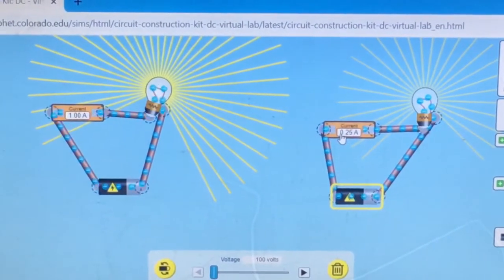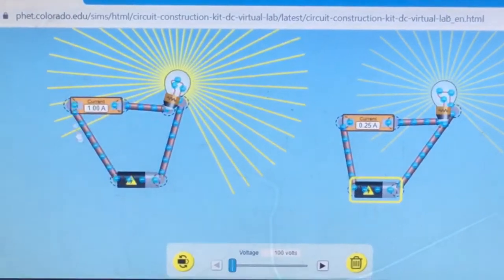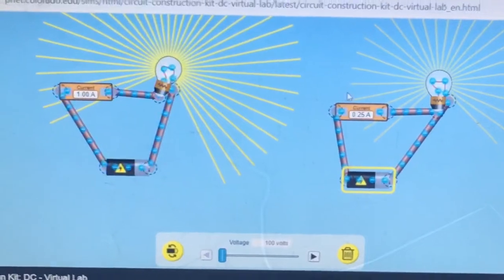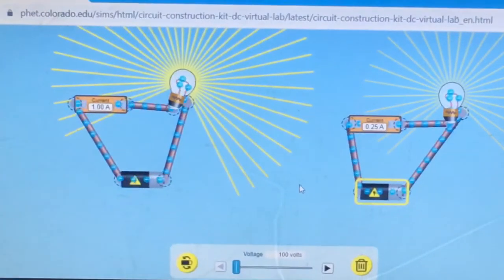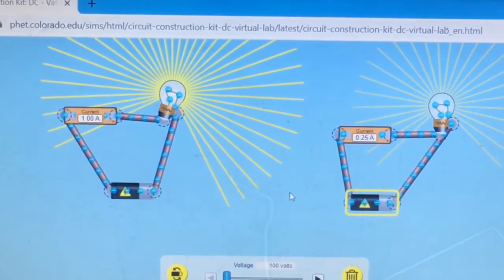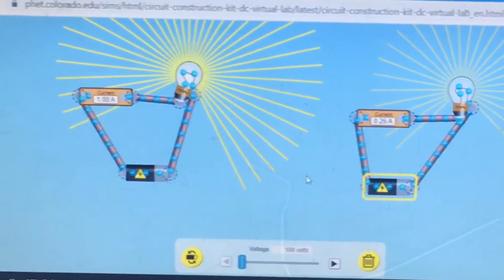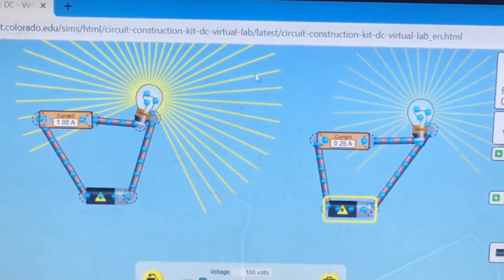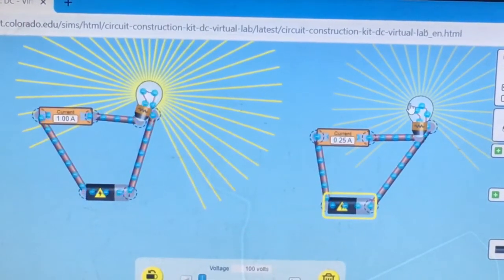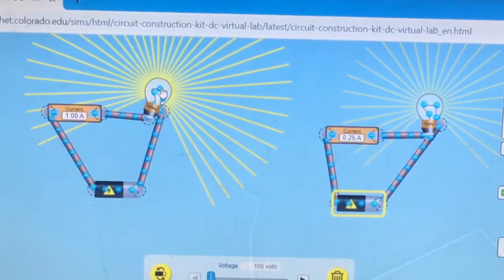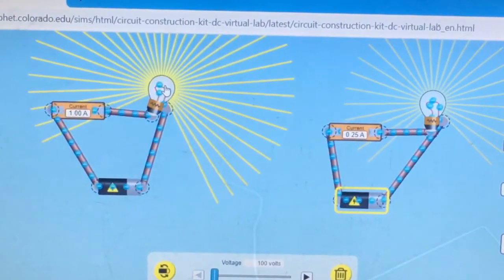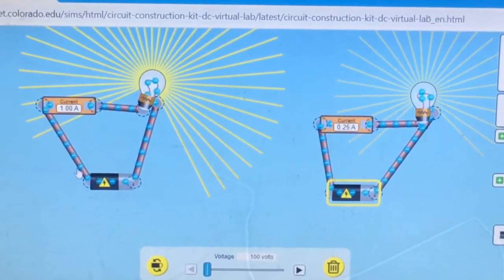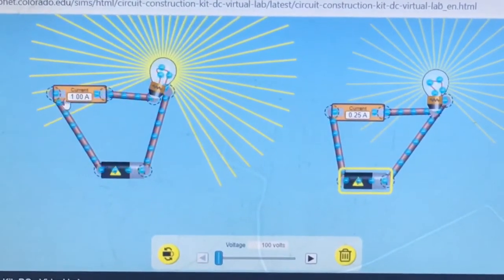Think, the question is why? Same wire, same voltage, same ammeter, two bulbs, but why is the current different? Think about it. Okay, let me reveal it. One here is a 100-watt bulb, and the other one is a 60-watt bulb. The 100-watt bulb offers less resistance, which means if there is less resistance, the current flow will be very high.